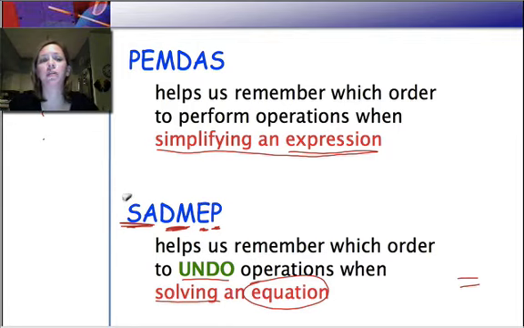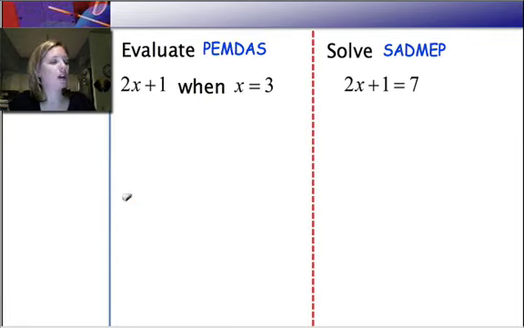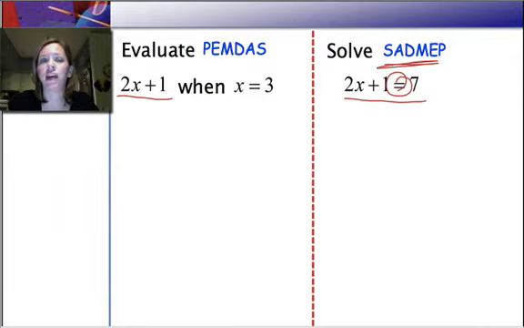All right, so let's look at a couple of examples. Here I have one expression and I have one equation. Here on the left, I have the expression 2x plus 1. Here on the right, I have the equation 2x plus 1 equals 7. So if I'm solving an equation, I'm going to use SADMEP. If I'm evaluating an expression, I'm going to use PEMDAS. Okay, so now let's do each one of these.